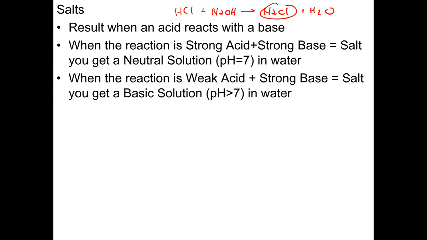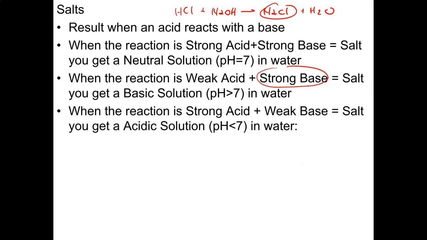When the reaction is a weak acid plus strong base, you get a basic solution. So if the base is stronger, your salt is going to be basic. If your acid is stronger, then your salt is going to be acidic. So it's really simple logic when you think about it. If the base is stronger, you're going to be basic. If the acid is stronger, you're going to be acidic as far as the salt. That's how you determine it.